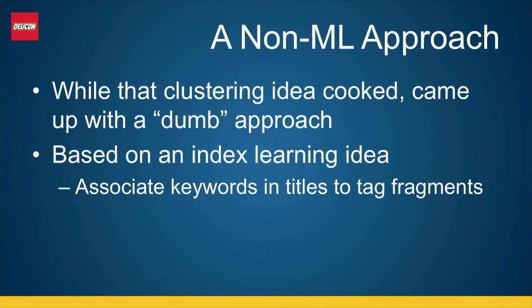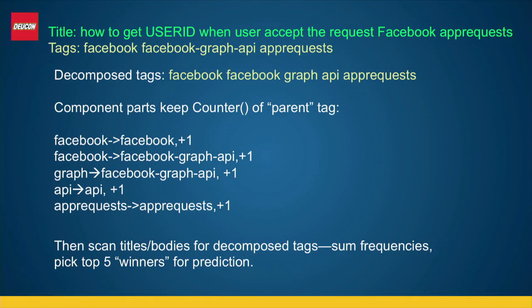I got thinking about taking a non-machine learning approach. I looked in the past at something called index learning, where you associate keywords in the titles back to the tags associated with them, with the thought that if you can find those co-occurrences, you can use that in reverse to predict what tags might be associated with words that you see. It actually wasn't a bad idea. It ended up being a poor implementation. An example would be: how to get user ID when user accepts the request Facebook app requests. That was tagged with facebook-graph-api, app-request.